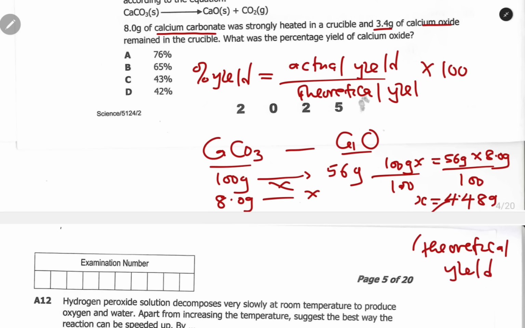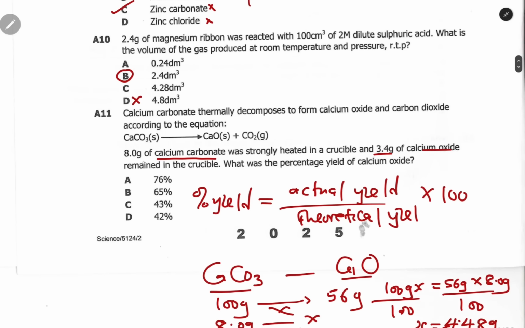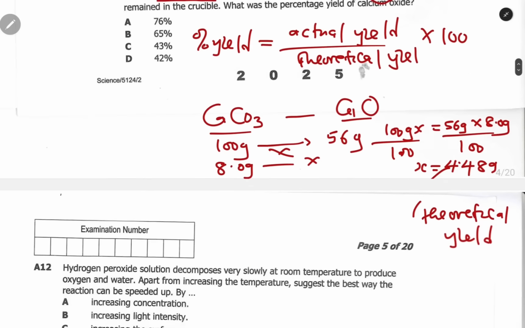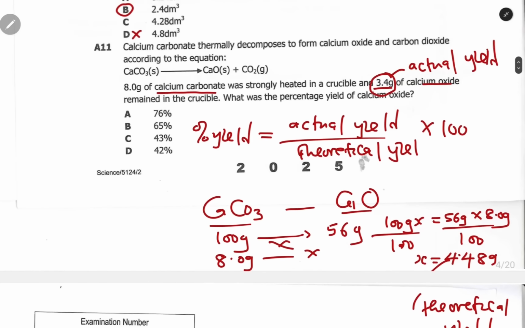Okay, so now let us find the percentage yield. From the question we are told 8.0 gram of calcium carbonate was strongly heated in the crucible, and 3.4 gram remained in the crucible, which means this was the actual yield. So the actual yield that was produced is 3.4. So now using this we can replace here.